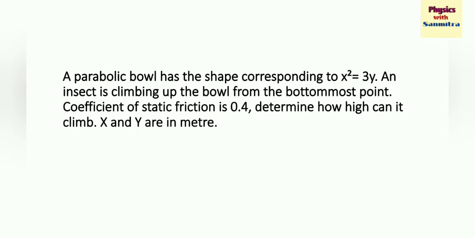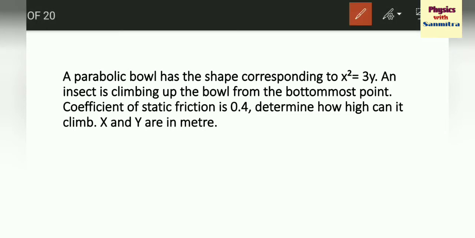Okay, now let's solve a little bit challenging question. A parabolic bowl has the shape corresponding to x square is equal to 3y. We have a parabolic bowl and the shape is x square is equal to 3y. An insect is climbing up the bowl from the bottommost point. Coefficient of static friction is 0.4. Determine how high it can climb. X and y are in meter.